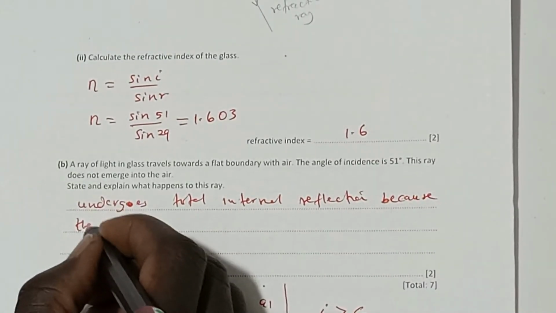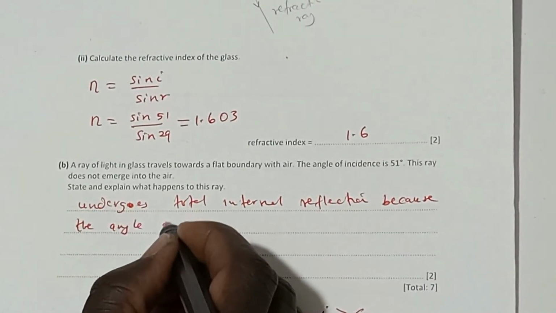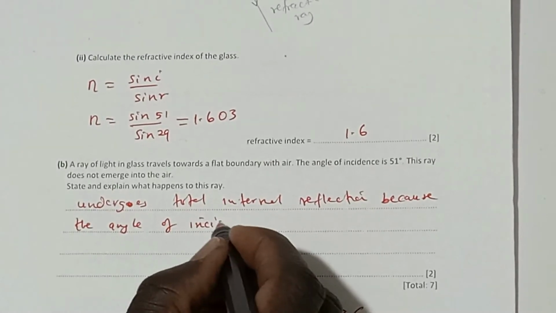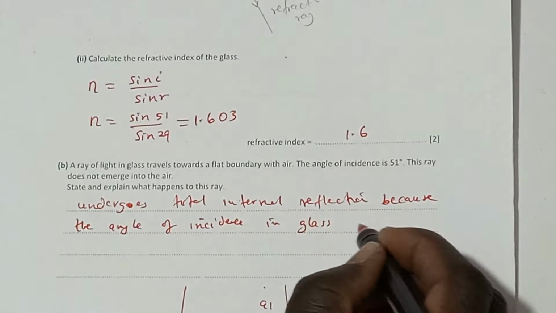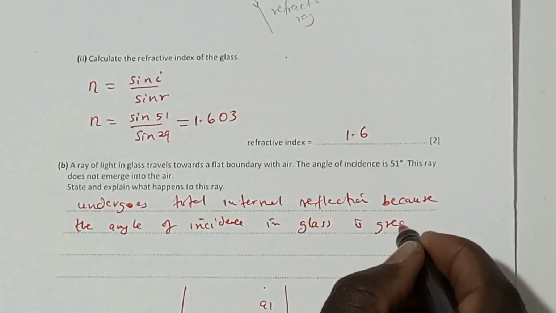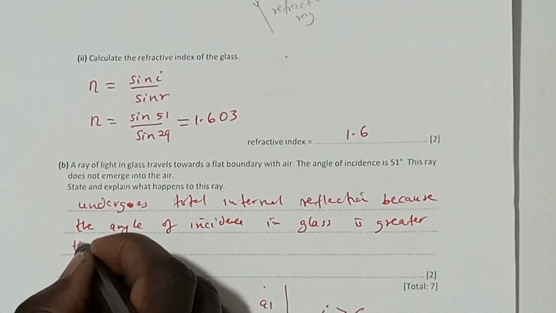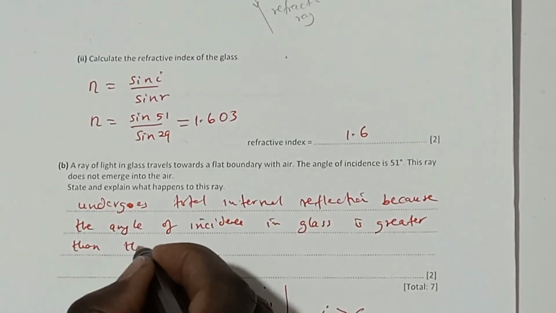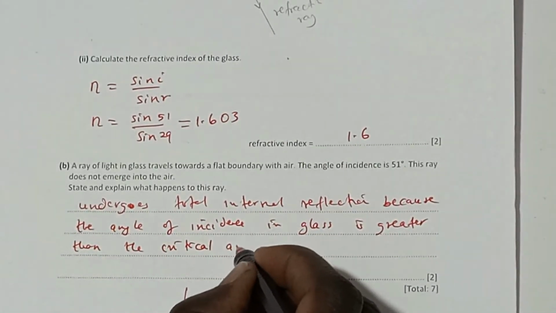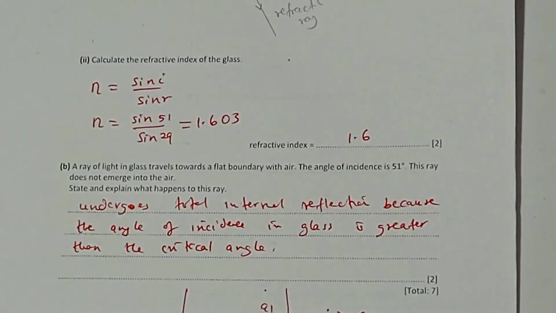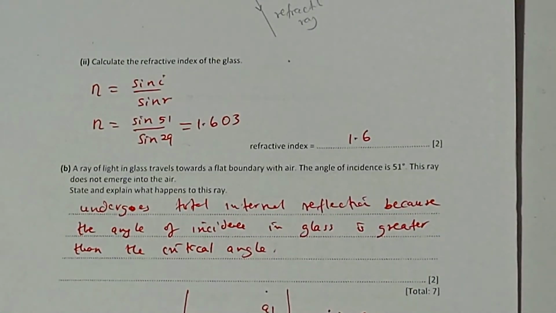Because the angle of incidence in glass is greater than the critical angle, and you'll be awarded 2 marks for that.